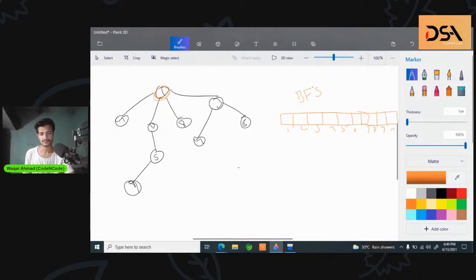Since the problem statement is to find the distance of each node from a certain node, which we'll call the root, and in this case the root is one, for each node I want to find the minimum distance from node one. How can you do that? First of all, find all of the nodes which are at distance zero from node one. Let's create another array which will store the distance of each node, with entries 1 through 10. Which node is at distance zero from node one? Of course, node one itself, right? So node one is at distance zero.